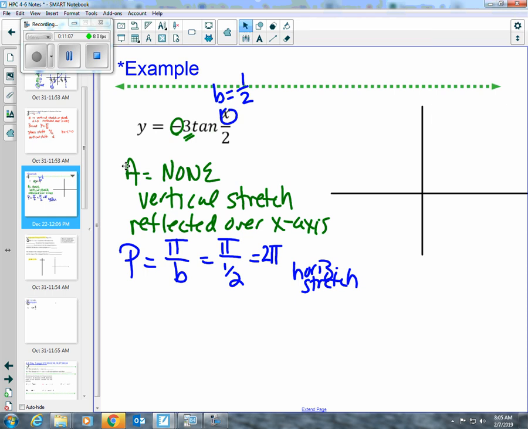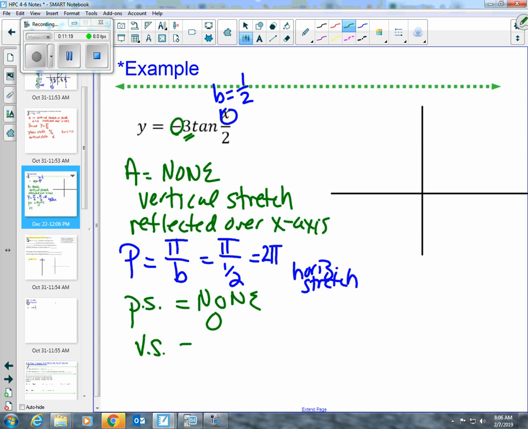Now, is there a phase shift? Well, do you see any parentheses with adding and subtracting? Nope. So there's no phase shift, so there's none, or you can say 0, whichever makes more sense to you. Is there a vertical shift? There's no adding or subtracting, so again, you can say 0 or you can say none. It doesn't happen.